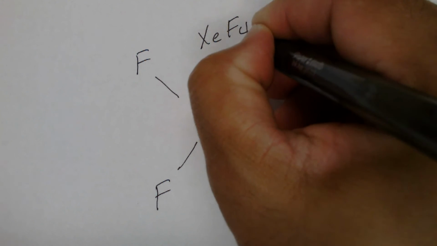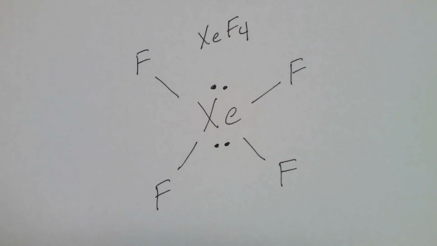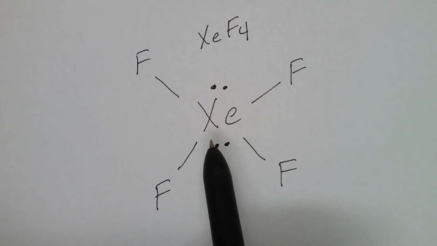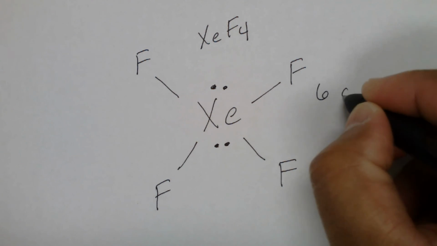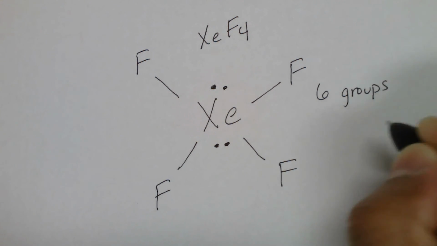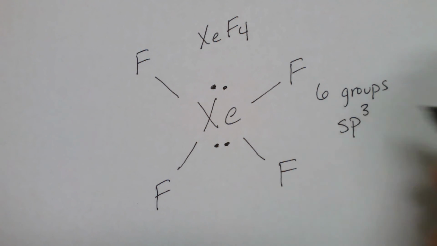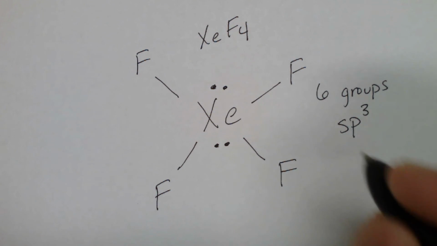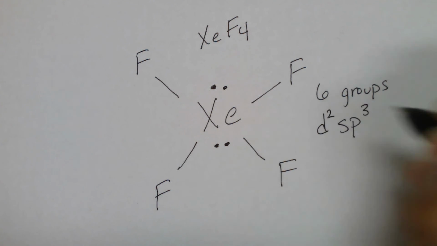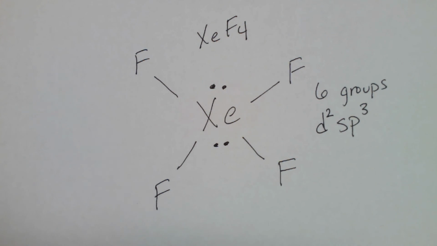We'll close with this example. Xenon tetrafluoride, pretty common in inorganic chemistry and general chemistry. The xenon in this case can form these 4 sigma bonds to the fluorine atoms, but also has the 2 lone pairs of electrons, so this will count as 6 groups total. So here are 4 hybrid orbitals, sp3, and we need 2 more, and those 2 will come from those extra d orbitals.